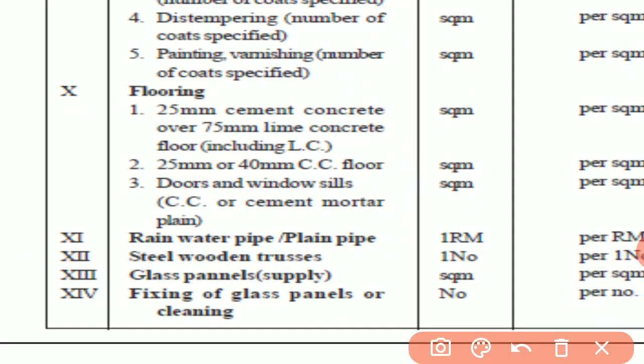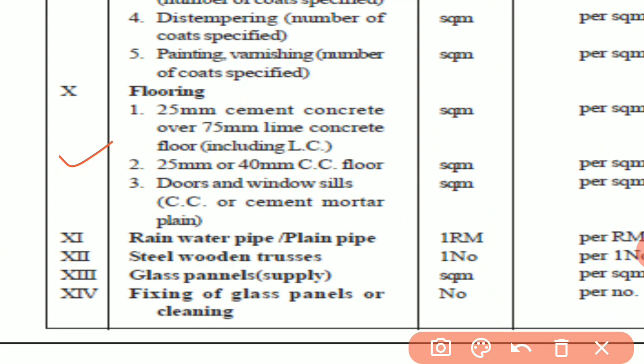Next one is flooring. 25 mm cement concrete over a 75 mm cement concrete floor, lime concrete floor. Just remember any flooring can be measured in square meter. Again, imagine the thickness of flooring, which doesn't matter much in the other two dimensions. That's why we measure flooring in square meter.